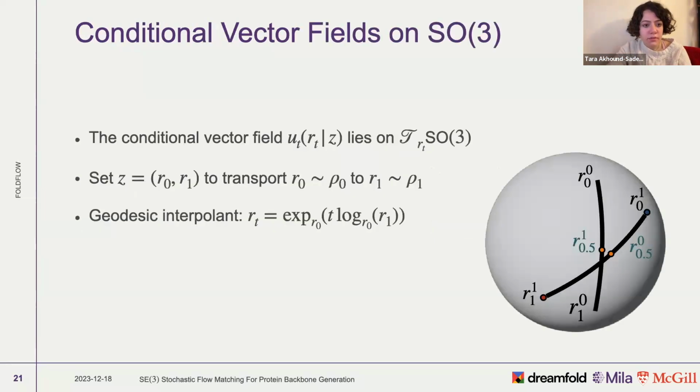Okay. So now we need to define these conditional vector fields on SO3 to be able to do this conditional flow matching. So what we're trying to do is to parameterize u_t(r_t | z) given some conditioner z, and this vector field lies on the tangent space of SO3. What I have here is the homogeneous space of SO3, a sphere, which is used to represent everything. We have R1, which is the source, which you can think of as a random matrix, and R0, which is the target that you want to go to, like the protein.